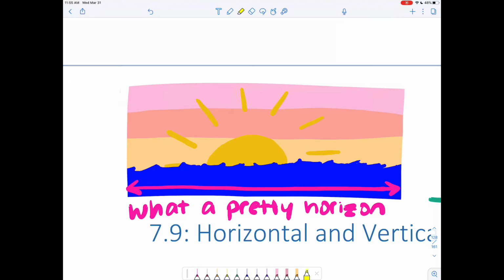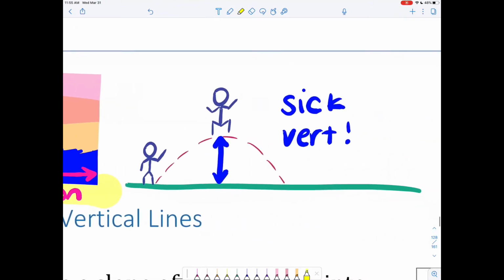Many students tend to confuse the words horizontal and vertical, so I figured, well, if you're thinking of a sunset, you're watching the sunset across the horizon. And the horizon is a horizontal line. And vertical talks about up and down, like this person's sick vert.